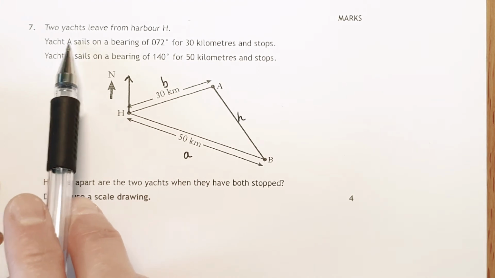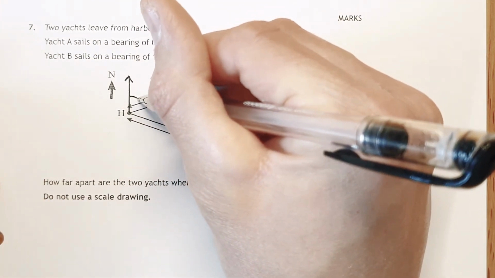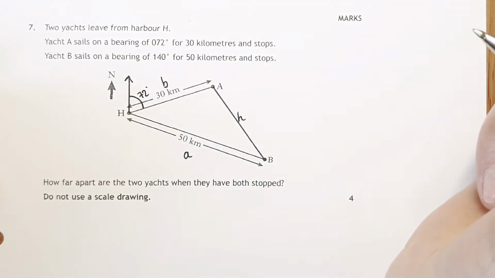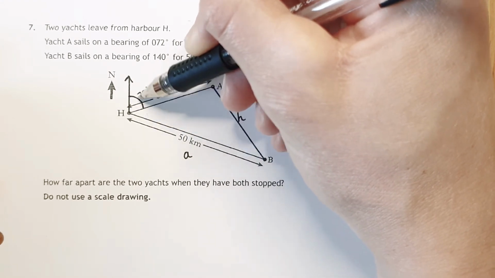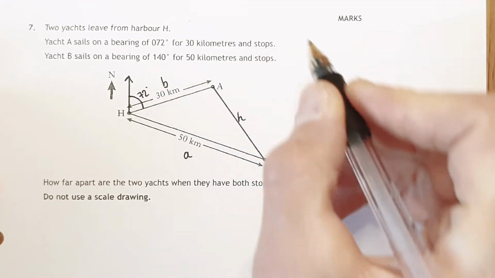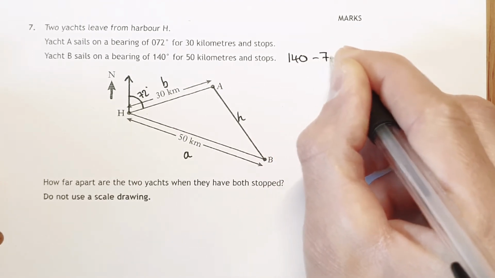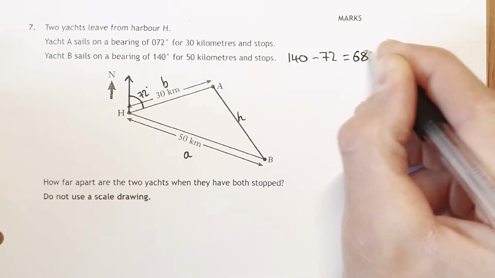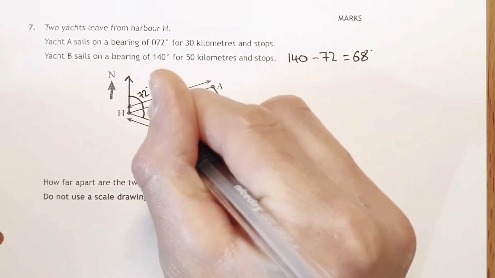So yacht A sails on a bearing of 72 degrees. So that means that this angle here is 72. And yacht B is on a bearing of 140. So that means that from north all the way around to here is 140 degrees. So if we say 140, subtract 72 degrees, that makes 68 degrees. So 140 take away 72 gives us 68 degrees in here.